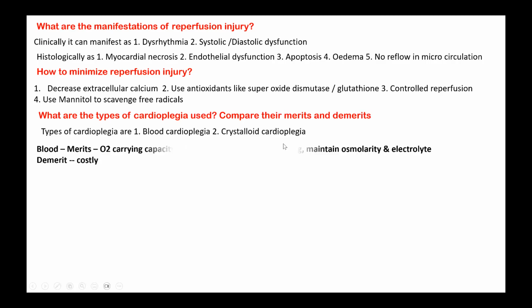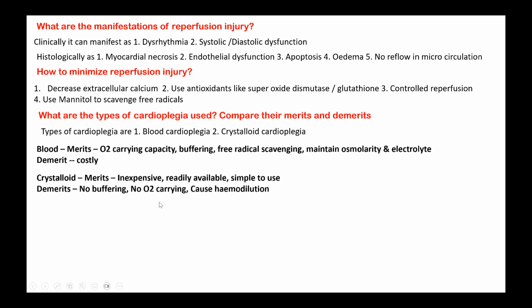It can be blood cardioplegia or crystalloid cardioplegia. The merits and demerits: blood cardioplegia has oxygen carrying capacity, that is the major advantage, and it has a buffering ability. It can also scavenge the free radicals, and can maintain osmolality and electrolyte balance, but it is expensive, and the application of that is more complex. Whereas crystalloid is inexpensive, readily available, simple to use, but it doesn't have any oxygen carrying capacity, no buffering capacity, and when you use it, it may dilute the blood and produce hemodilution.